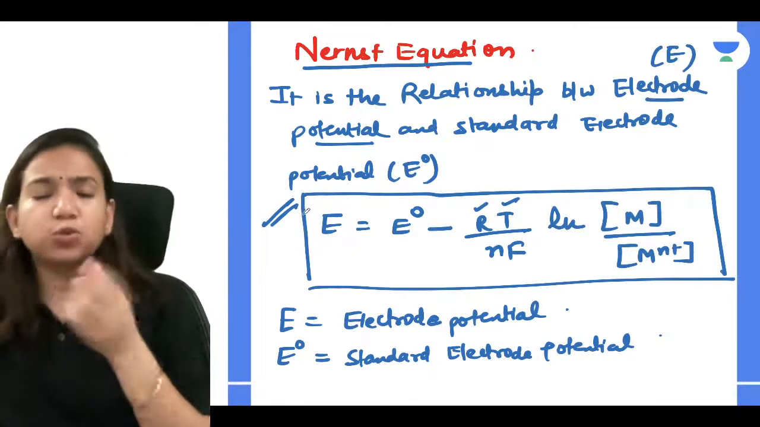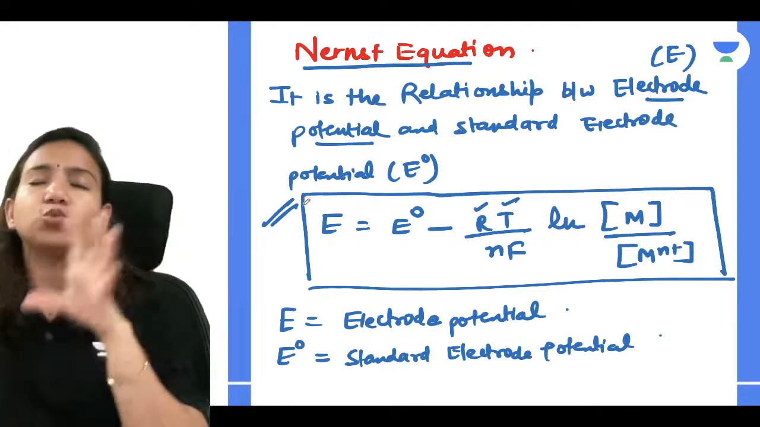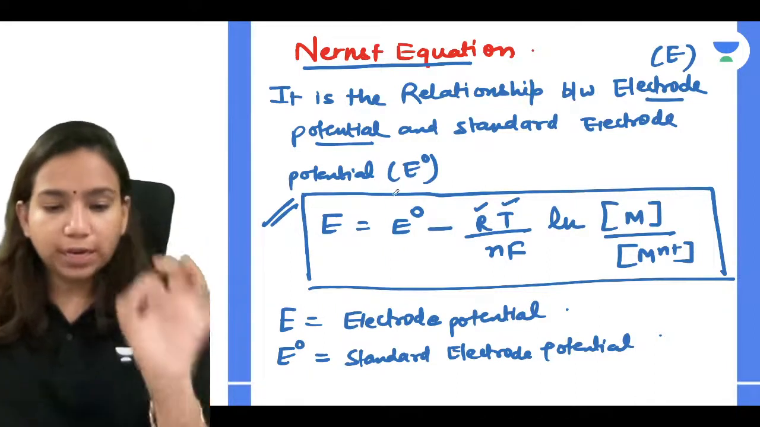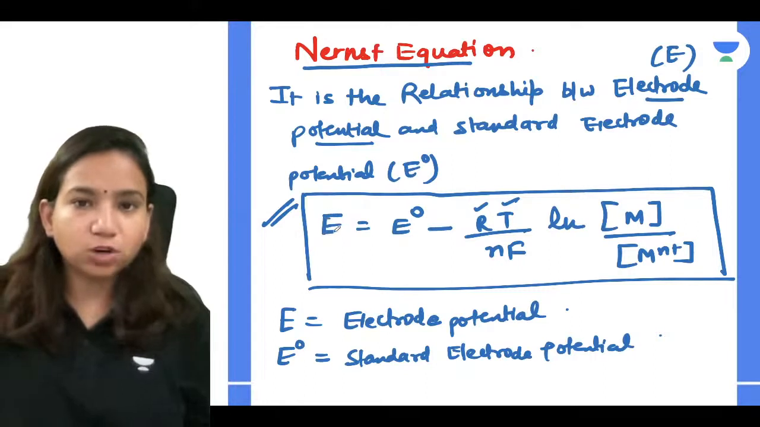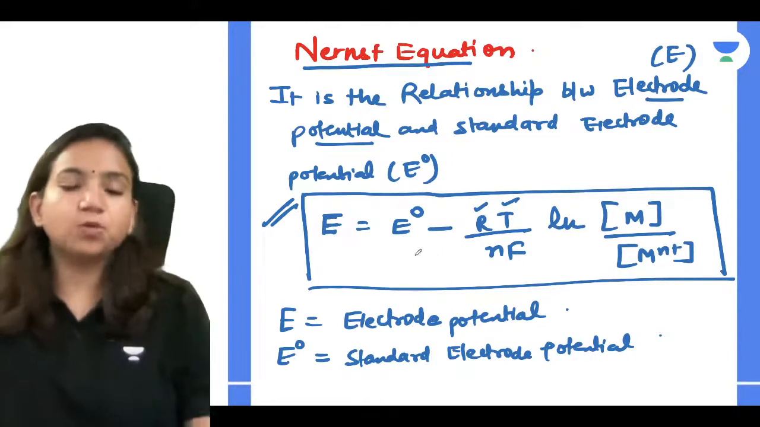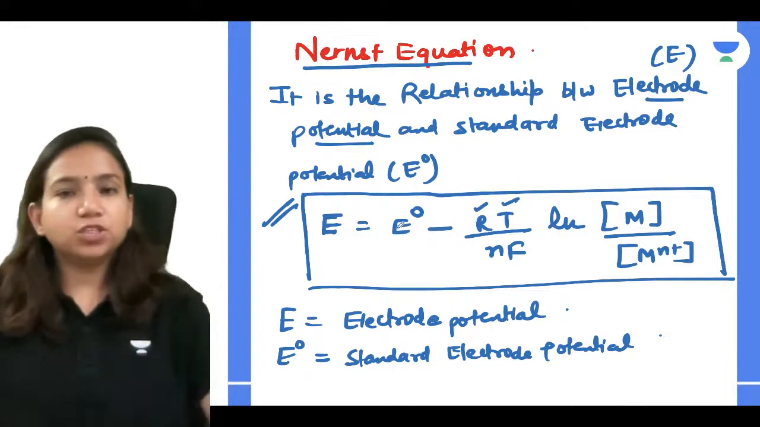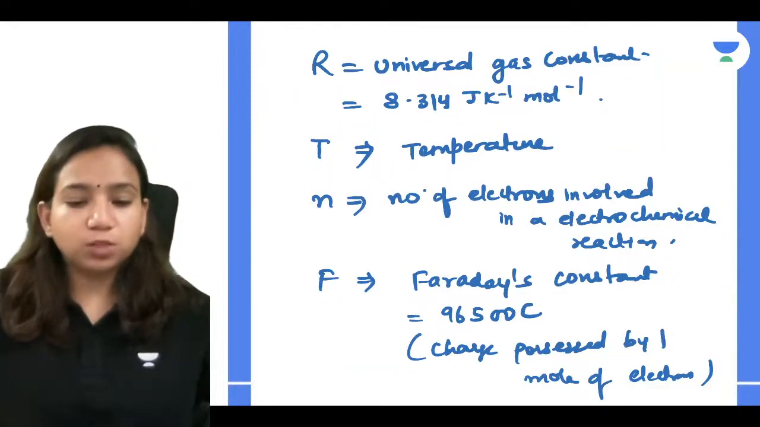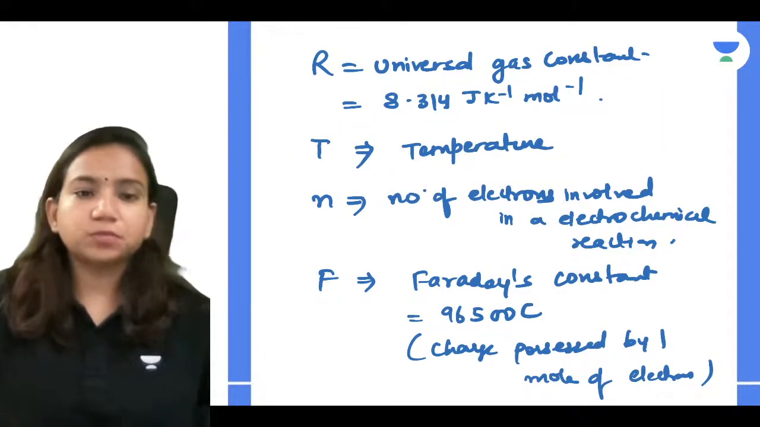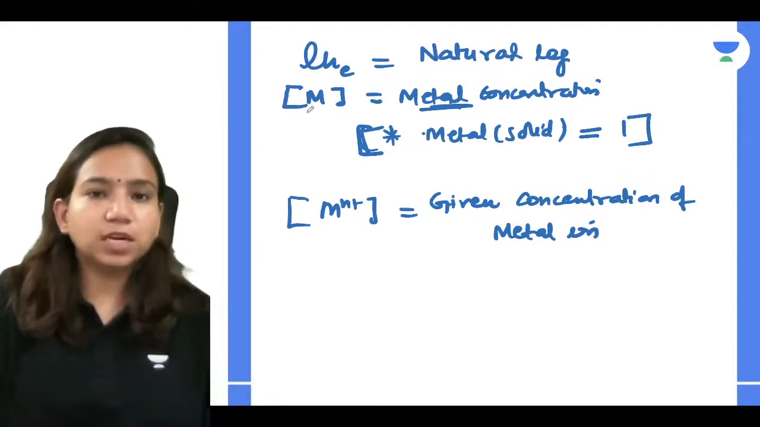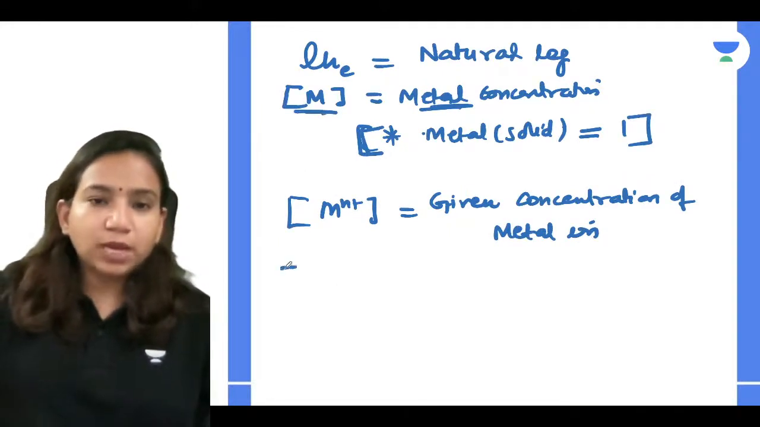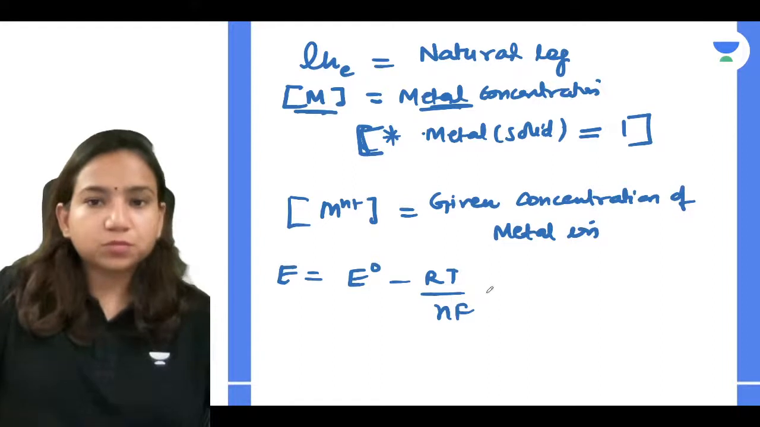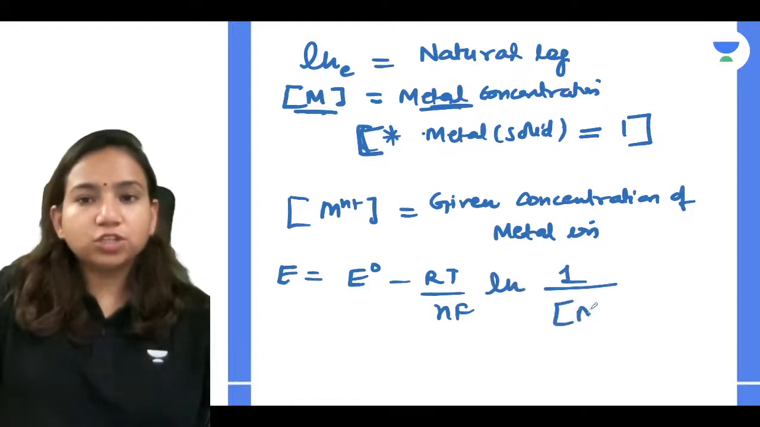We'll be doing one small derivation over here by which we can get the cell potential, because here we are using the electrode potential. This electrode potential is related with the standard electrode potential in this manner. We also understood the terms involved in this formula. Now, if the concentration of metal M is 1, can I modify the equation? E is equal to E naught minus RT upon NF ln 1 upon concentration of metal ion.